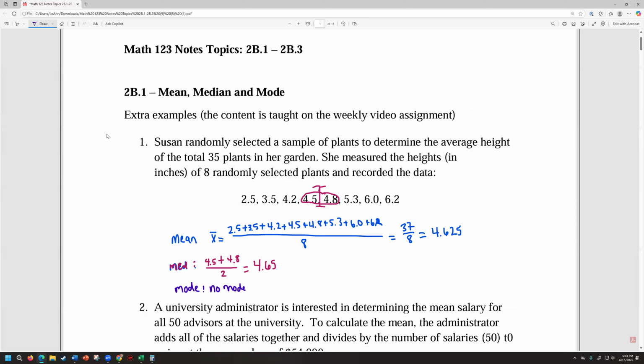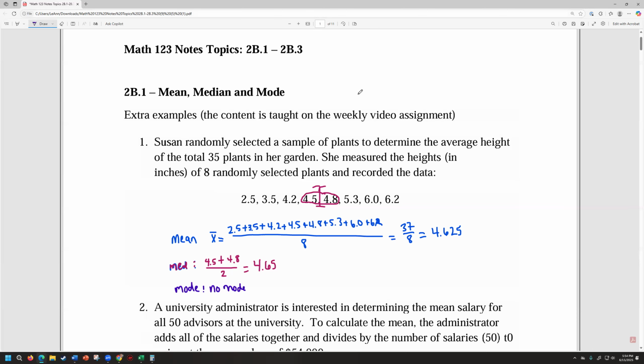If every single value is unique and different than all of the other ones in your list, you have no mode. If you have one value that's repeated more than the other values, so say I'd had two 4.8s instead of the 5.3, let's say that's also 4.8, then I would have said 4.8 was the mode. It occurs more than everything else. If you have two different values that both repeat the same amount and they both repeat more than everything else, you can have multiple modes. So mode can be none, a single value, or multiple values. It just depends on what is the most repeated value.